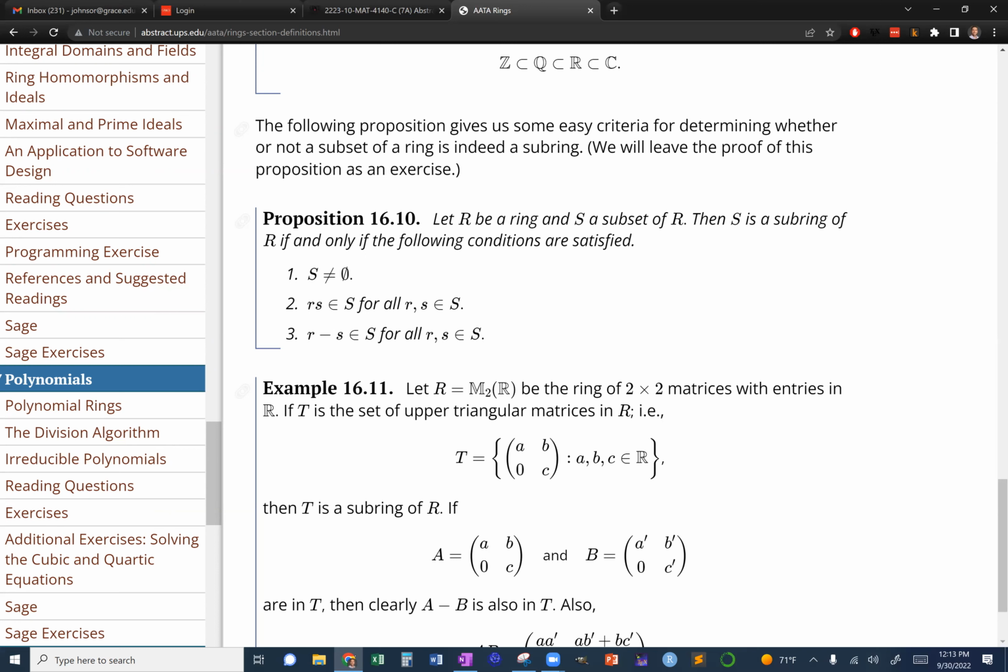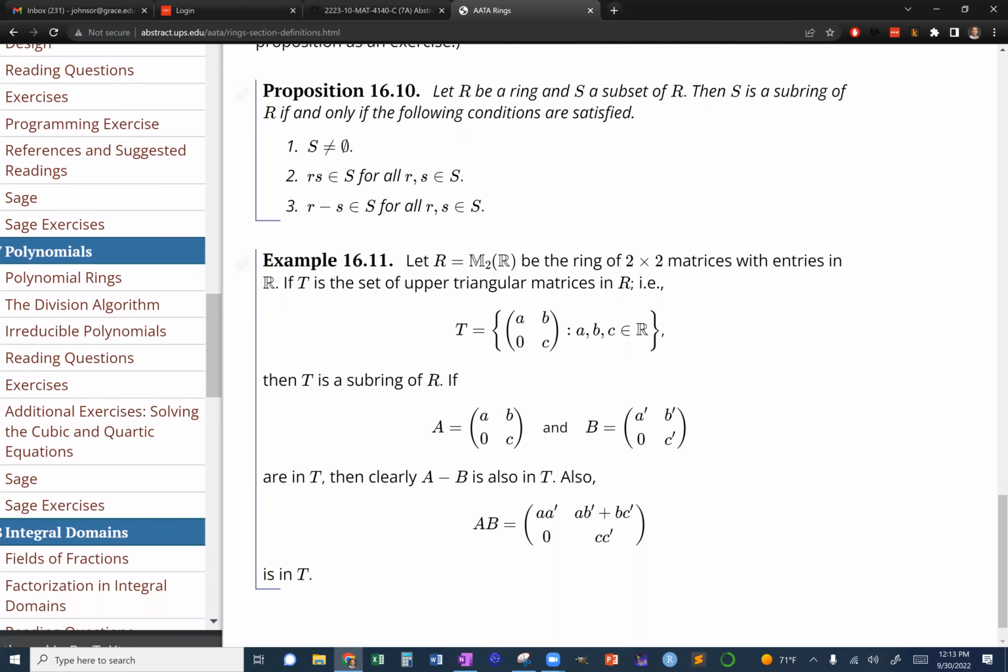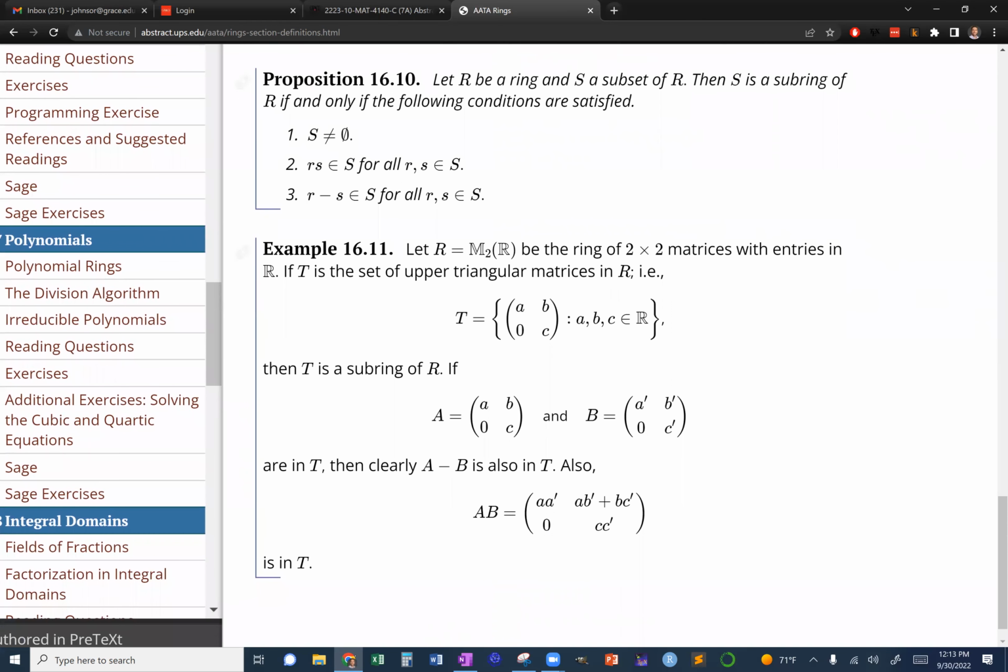So for instance, here's an example showing that the upper triangular matrices are a subring of the 2x2 matrices. If you have two upper triangular matrices, A and B, then if you subtract A minus B, it's going to be upper triangular. And if you multiply them, you get an upper triangular matrix. And it's not empty because there's stuff in there. So it's a subring. That's all you have to do to show it's a subring.